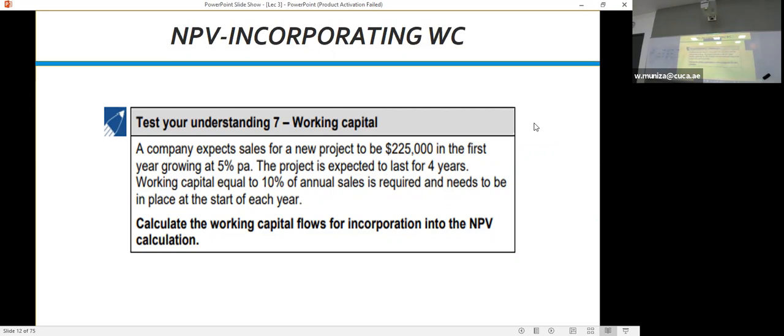Do we need to accumulate all? No, not for every year. For every year, we have to see how much working capital has to be injected. Now, all these workings will be incorporated into the investment appraisal question as well. Got it? So 22,500, 1125, 1181, 1241, and in the last year it is going to be released. Got it?